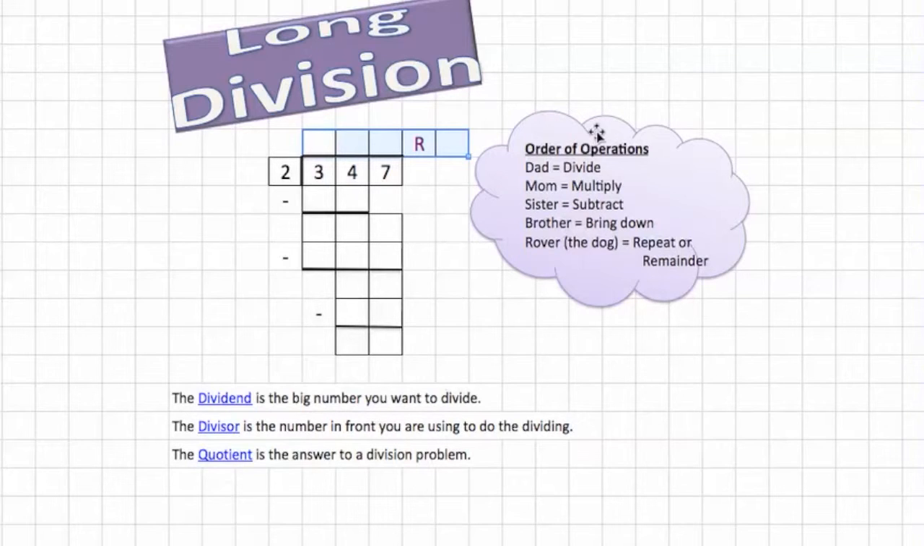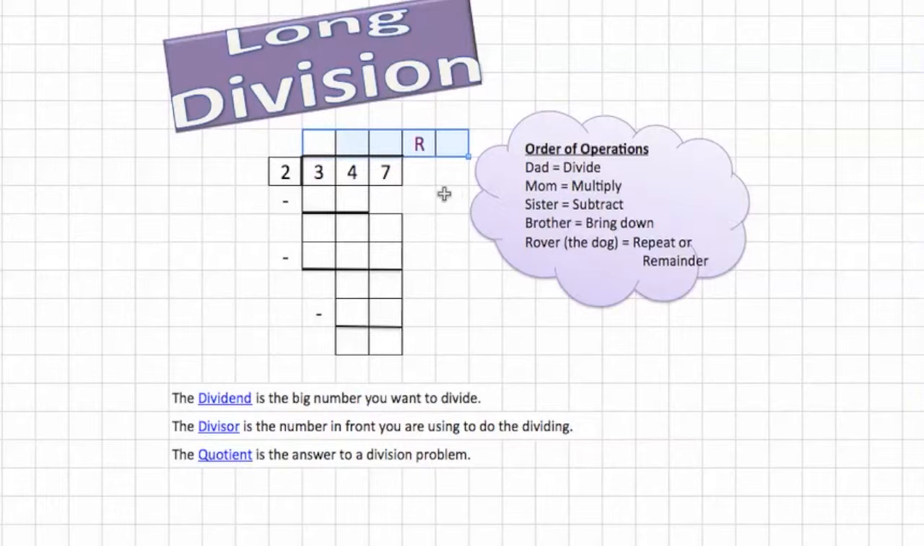Over here I put an order of operations as a reminder. I have another PowerPoint you could also go download from my website. I use the Incredibles superhero family to help get this point across. But these are the steps you could take during your long division problem. Dad, if you remember this order, dad, mom, sister, brother, Rover. And that's what they mean. Divide, multiply, subtract, bring down, and then Rover, which is the dog, he's either repeat or remainder.